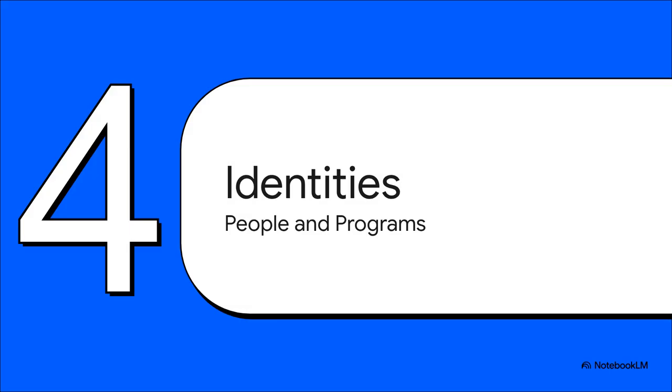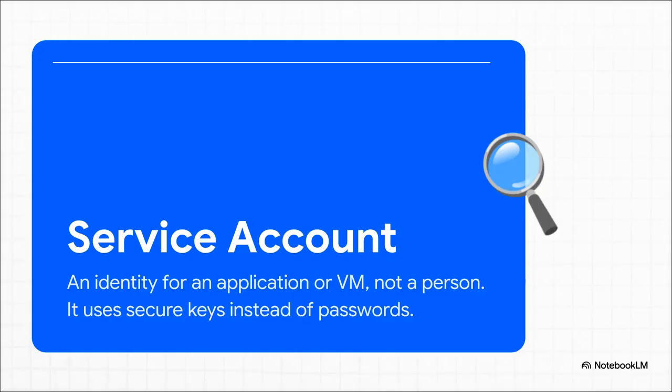So far, when we've talked about the who, we've mostly been talking about people. But in the cloud, it's not just people who need access. A lot of the time, programs and applications need to do things on their own. So how do they get an identity? Well, that's where service accounts come in. You can think of a service account as an ID card, but for a piece of code instead of a person. And because an application can't type in a password, it uses super secure cryptographic keys to prove who it is when it needs to access other cloud services.